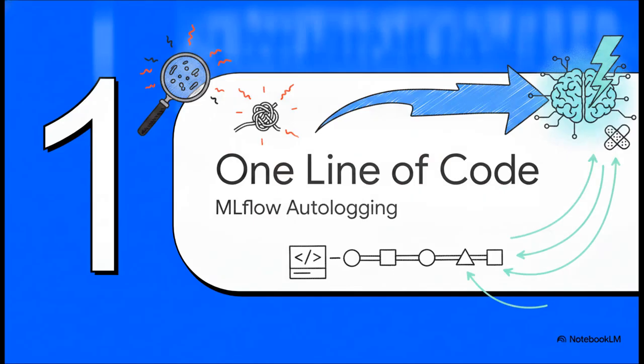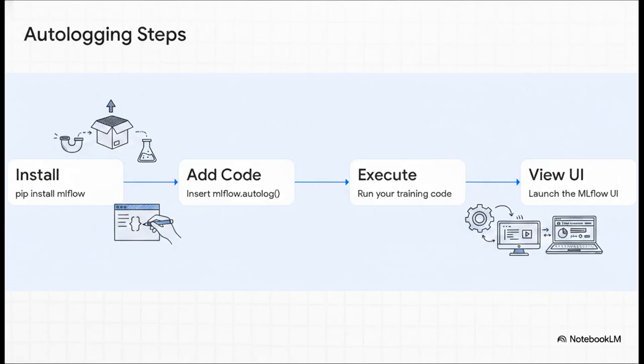Section 1. One line of code. Let's start with the microscopic pain of manual tracking and how we instantly cure it. Going from zero to fully tracked is incredibly fast. First, you just grab MLflow using a quick pip install.